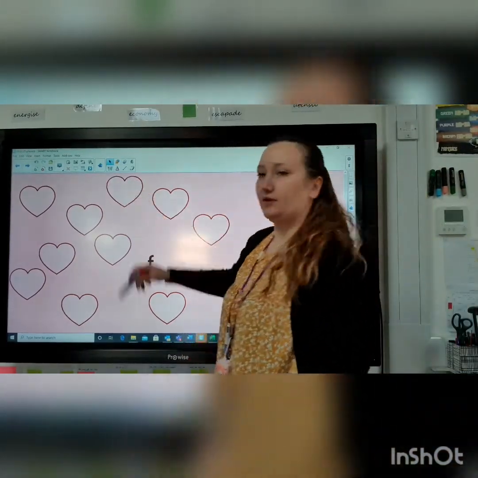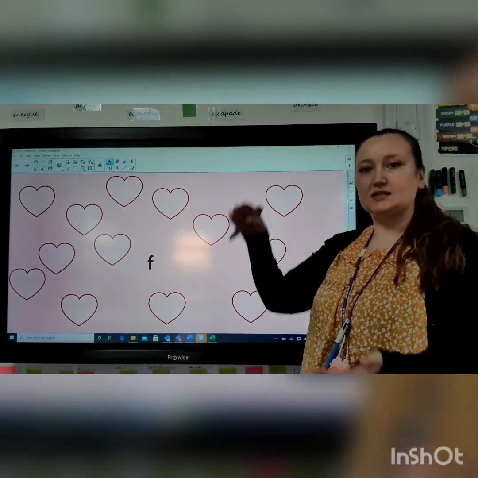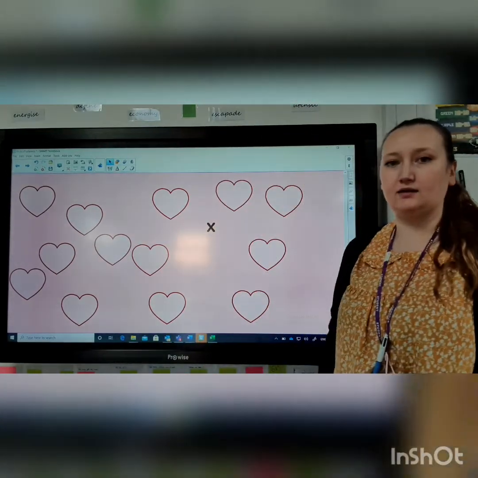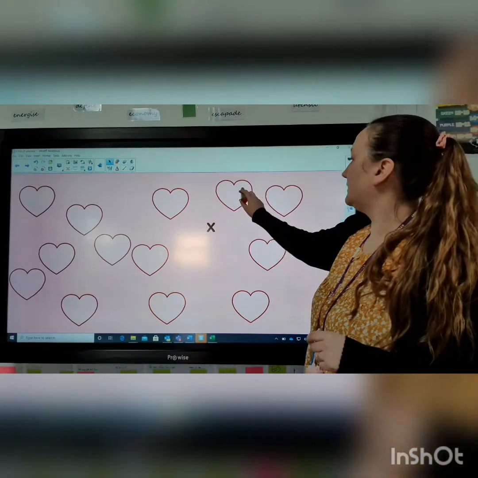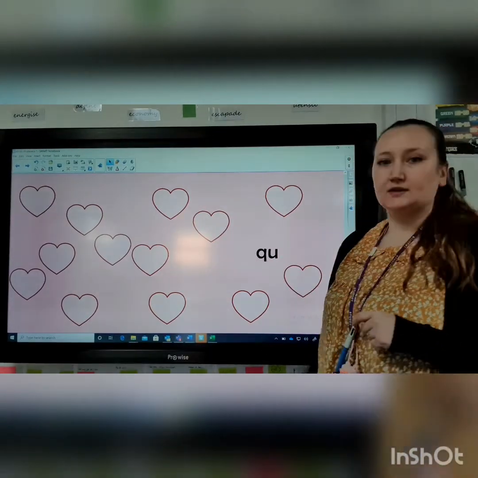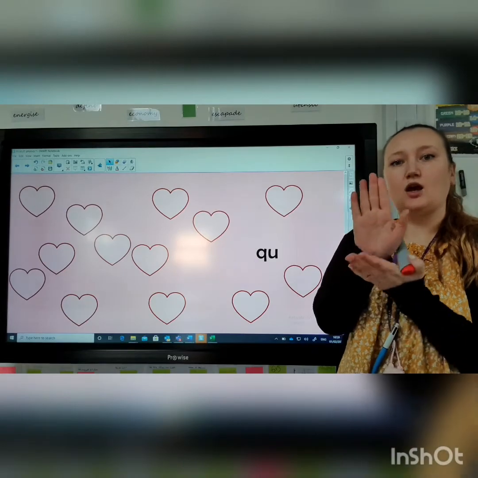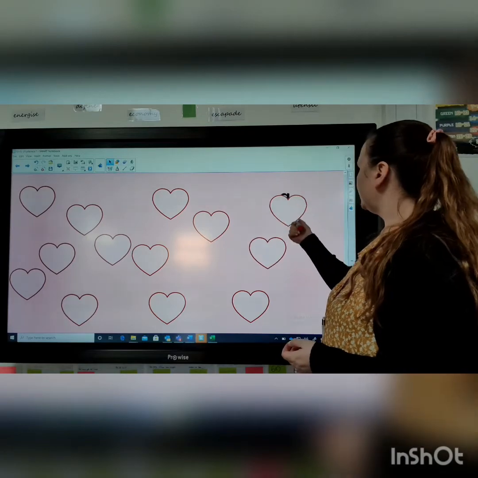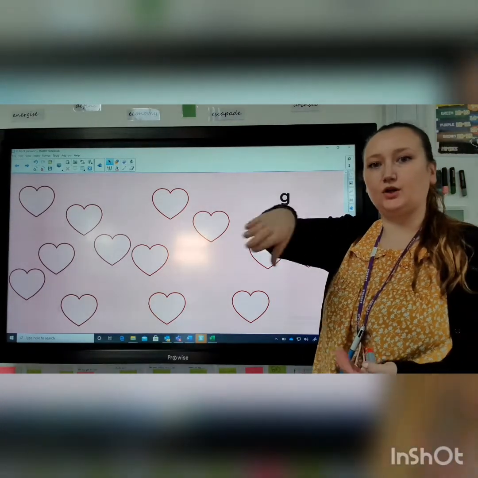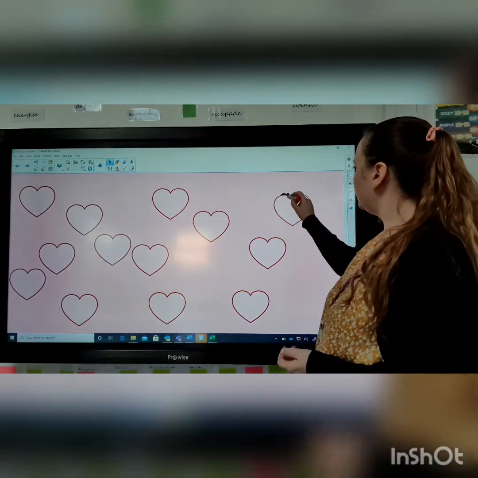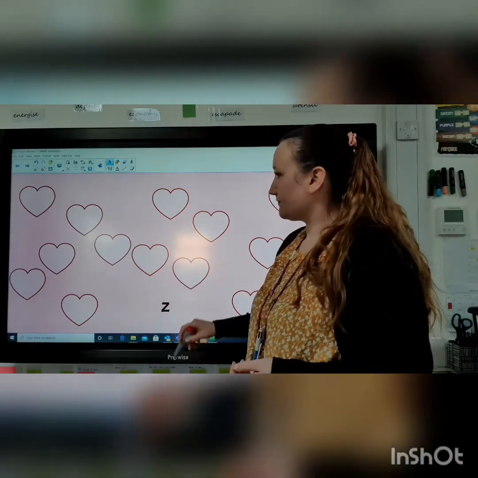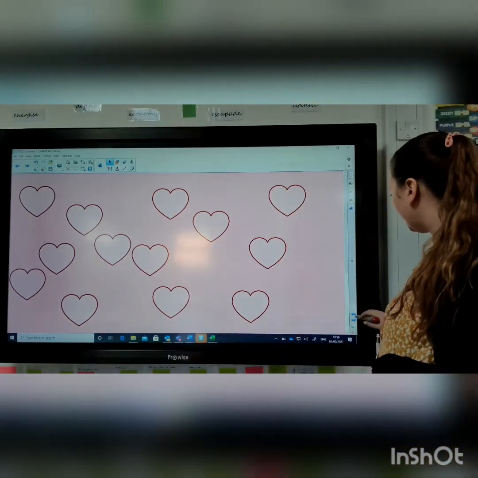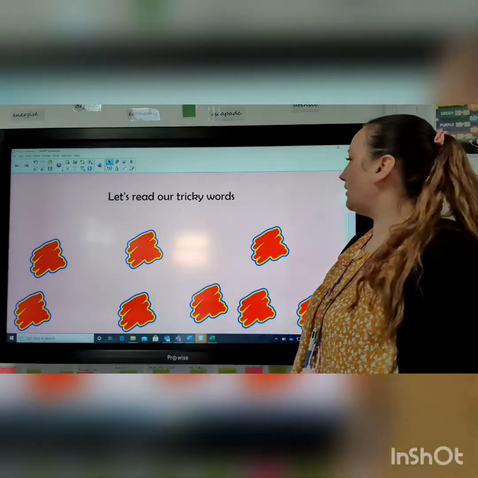Okay, so first of all, what is this one? It's... okay. Next we have this is one we learned last week. It's qu. This one, g. And z. Okay. So getting really good at practicing, recognizing our graphemes.